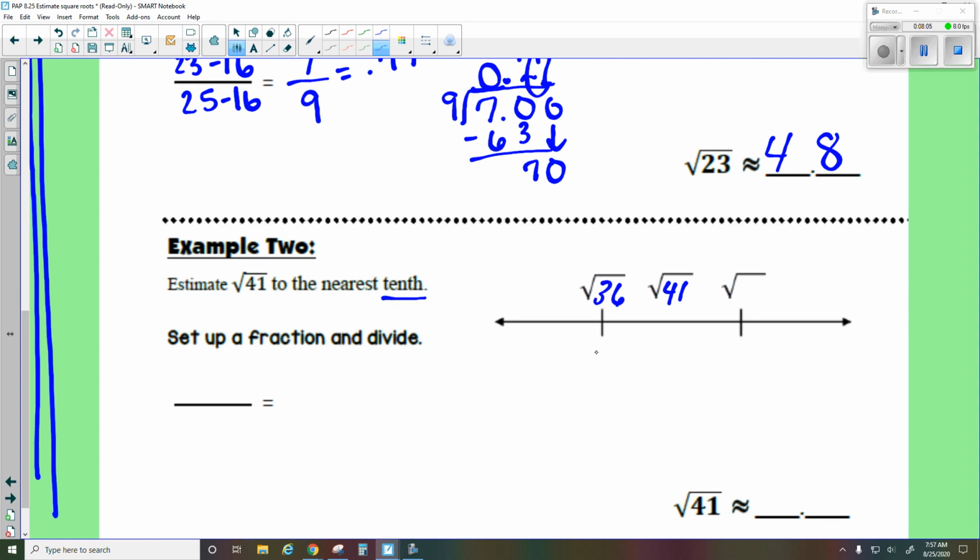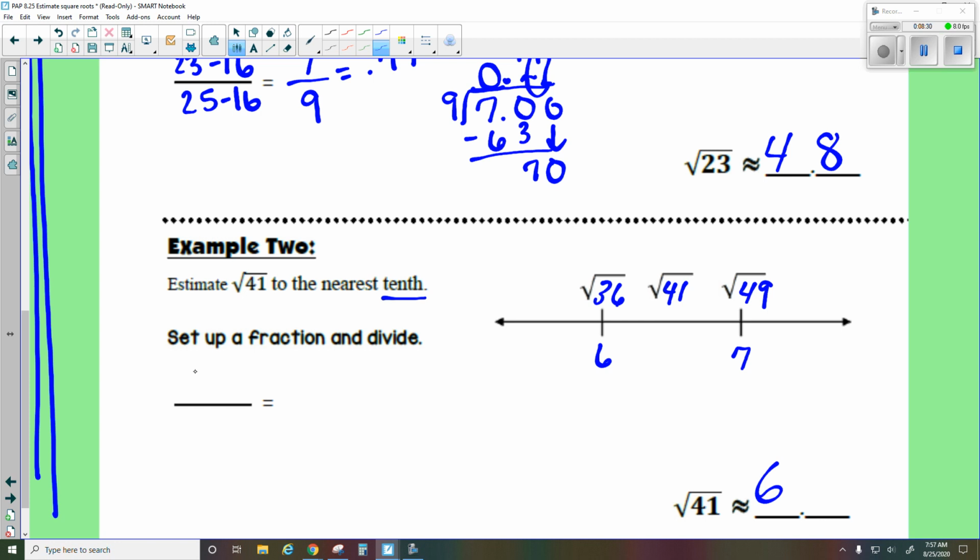Square root of 36 is 6, and we know this is going to be 7 because consecutive is right after another. So let's fill that in. That's going to help us set up our fraction. And so we know it's going to be 6 point something. So 6 is going to be our whole number. It's not quite 7, right? The square root of 41 is below the square root of 49.